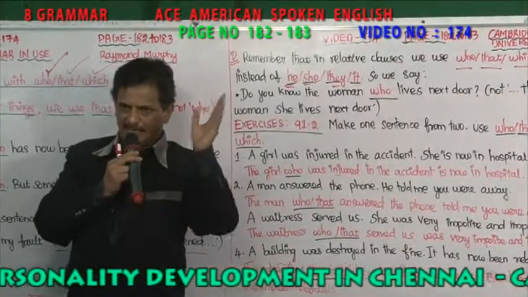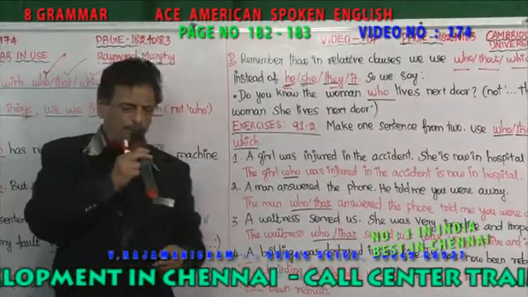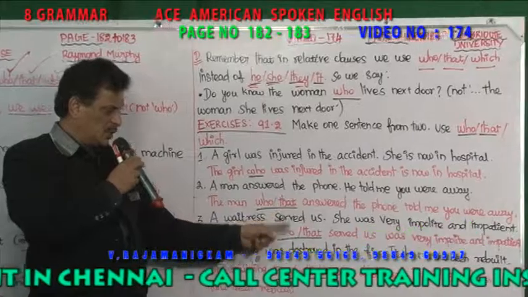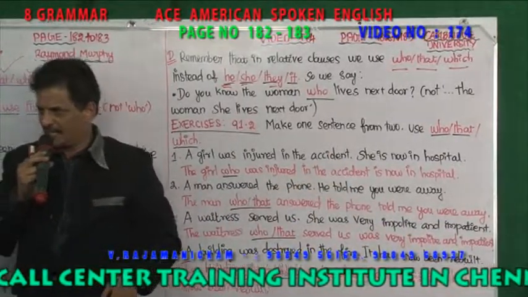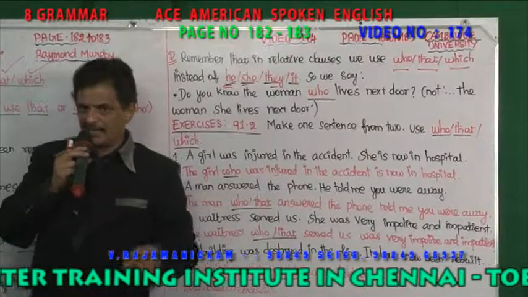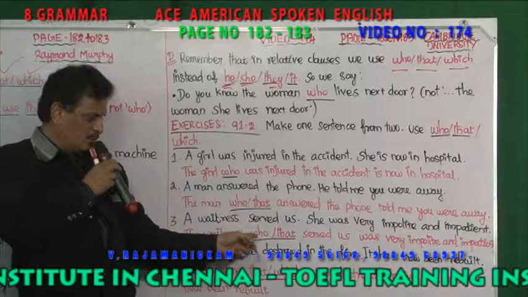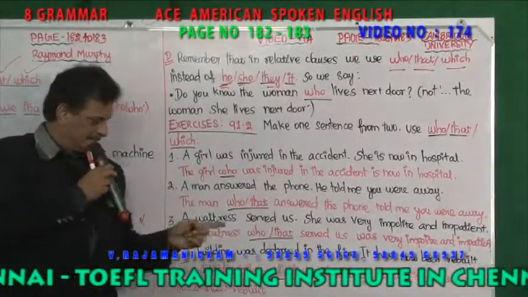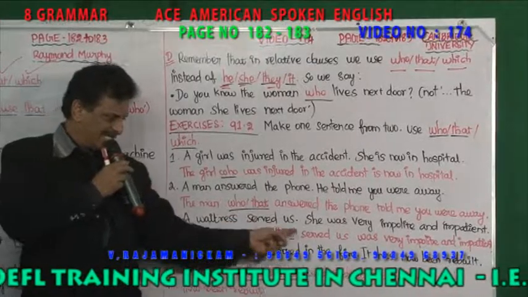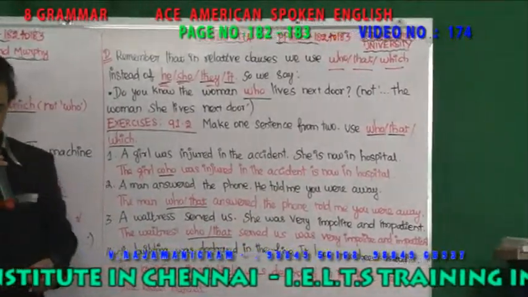அப்ப ஹோட்டலிலே 50 லேடிஸ் இருக்காங்க, சர்வர்ஸ். அதுல பொறுமை இல்லாத பெண்ணை பற்றி குறிப்பிடுகிற பொழுது, the waitress who served us was very impolite and impatient, ரைட்டா? நூற்றுக்கணக்கான பெண்கள் இருந்தாங்க. எங்களுக்கு சர்வ் பண்ண பெண், the waitress who served us was very impolite and impatient அப்படின்னு சொல்லலாம். The waitress that served us was very impolite and impatient அப்படின்னும் சொல்லலாம்.